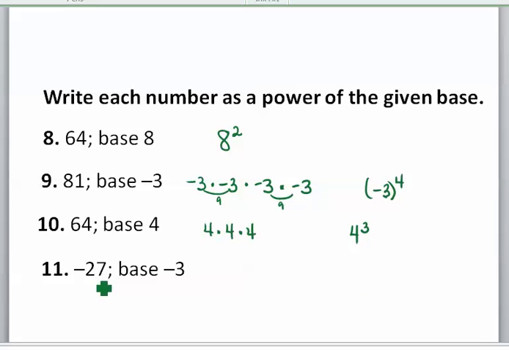And the last one, I need to come up with negative 27. I have the base of negative 3. So I have negative 3 times negative 3. Well, that would be a positive 9. Times negative 3, that's a negative 27. So again, I'm going to put negative 3 in parentheses, except it's only to the third power, not to the fourth power.